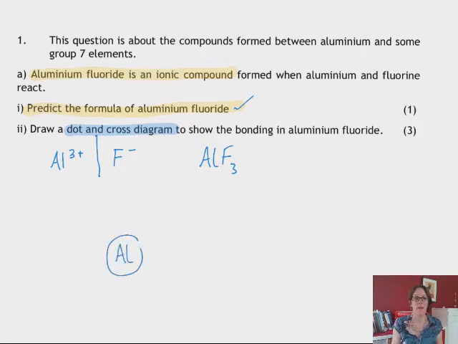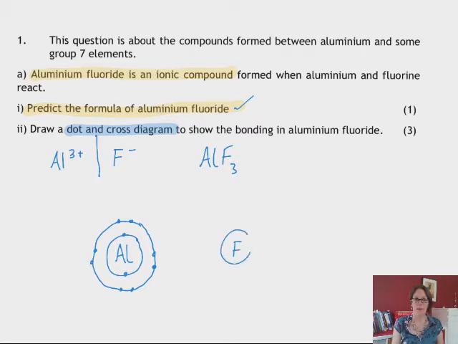Doesn't matter. Aluminium. It doesn't say how many shells, like whether to include the inner shells, so I'm going to include the inner shells just in case. So it would be 2, 8, 3, and its ion is therefore 2 and then 8. And so I'm going to draw all the electrons in aluminium just to make sure.